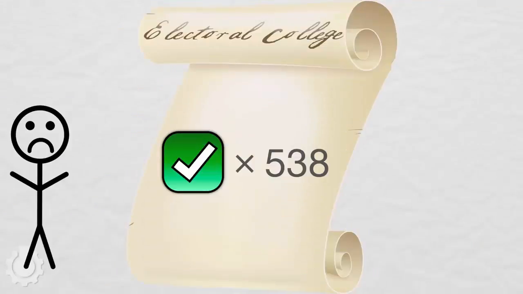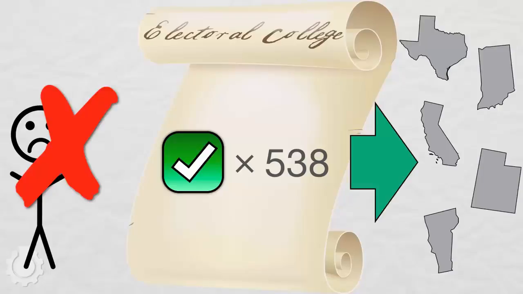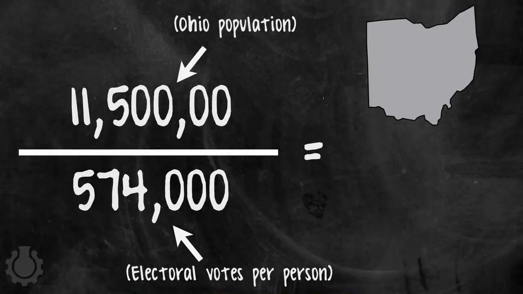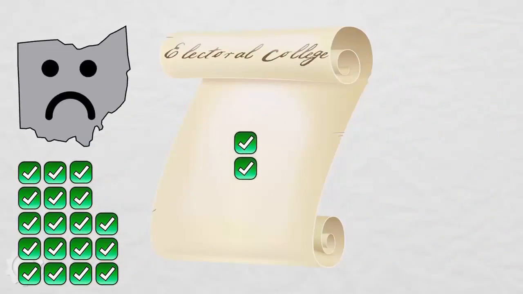But that's not what happens because the Electoral College doesn't give votes to people, only states, which has some unfair consequences. For example, there are 11.5 million people in Ohio, so, to fairly represent them, it should get 20 electoral votes. But the Electoral College doesn't give Ohio 20 votes, it only gets 18, 2 less than it should. Where'd those other votes go? To states like Rhode Island.